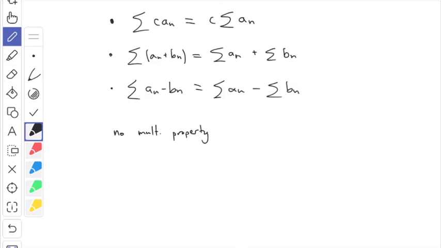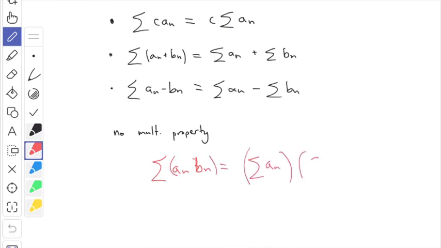For example, what you would want to say, this is not true, so maybe I'll write it in red. You would want to say something like this: the sum of a product like that is the sum of an times the sum of bn, right? That's what you would like to say. Why don't you get a property like that? The reason is that this property is not even true of sums of finitely many things. Of course, when I write the sums in this context, I'm talking about an infinite sum. But this property is just straight up false, even for ordinary sums.